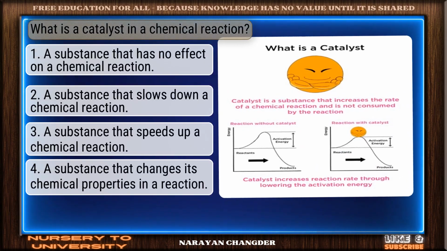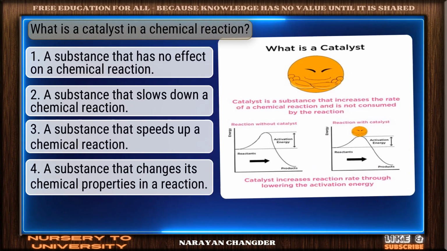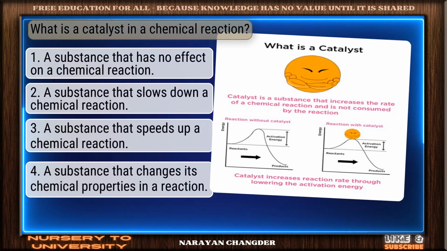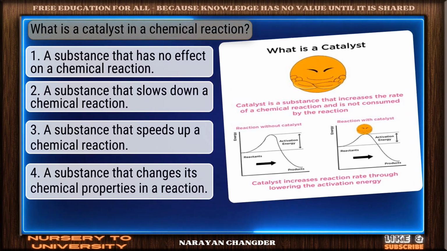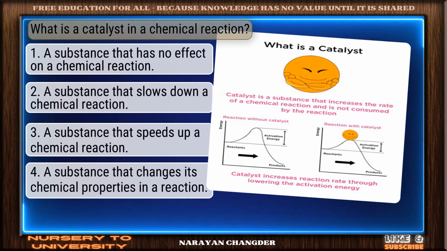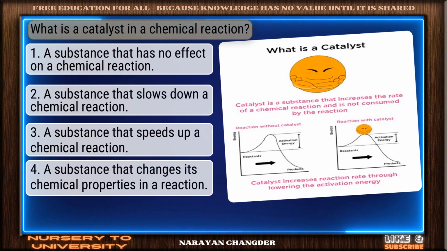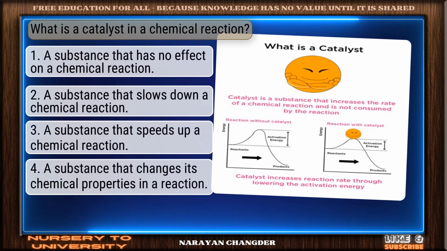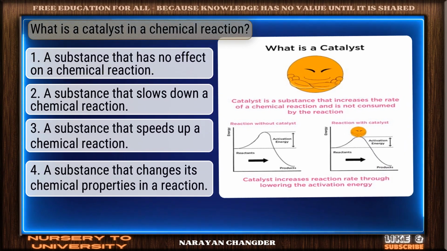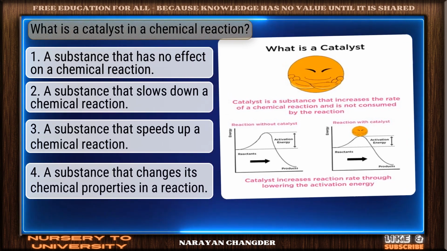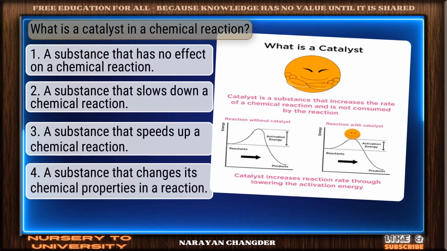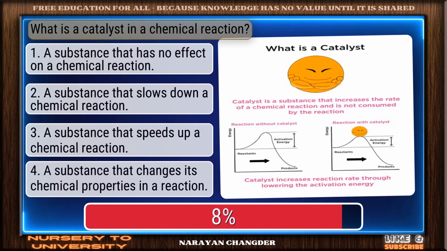What is a catalyst in a chemical reaction? Option 1, a substance that has no effect on a chemical reaction. Option 2, a substance that slows down a chemical reaction. Option 3, a substance that speeds up a chemical reaction. Option 4, a substance that changes its chemical properties in a reaction.